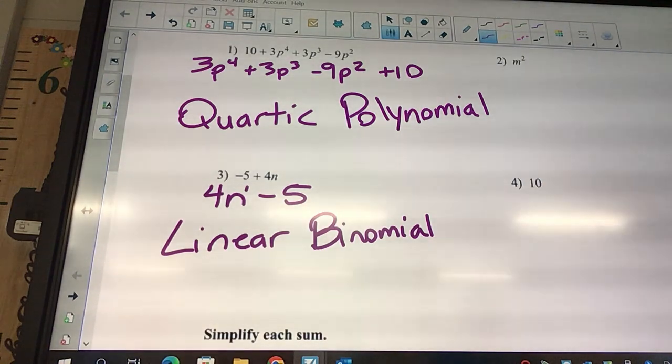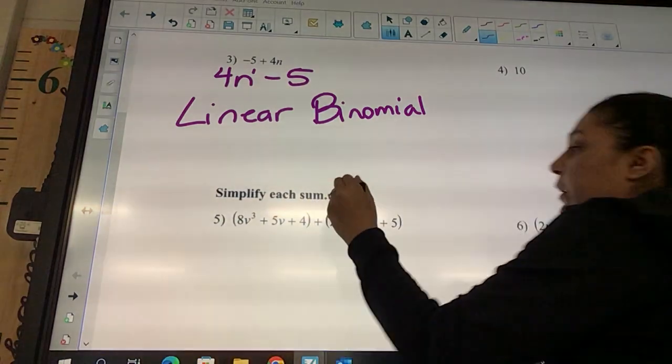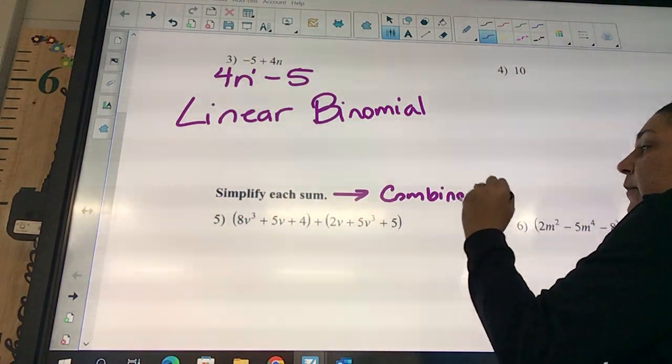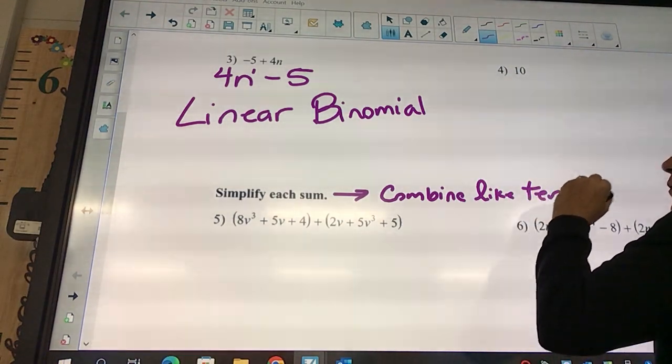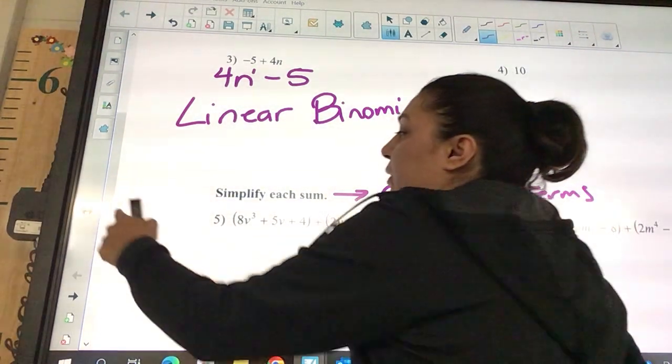Okay, the next section on here says simplify each sum. Okay, what that's saying in other words is to combine like terms. Okay, so with the addition, the parentheses just kind of answer, and we're putting this stuff together, but we do need to do it from highest to lowest. Okay, so what is our highest exponent up there? 8v3 with what? 5v3. What is 8 plus 5?